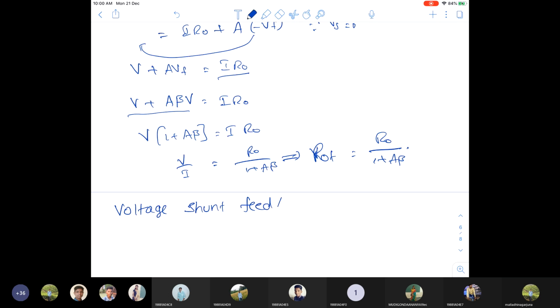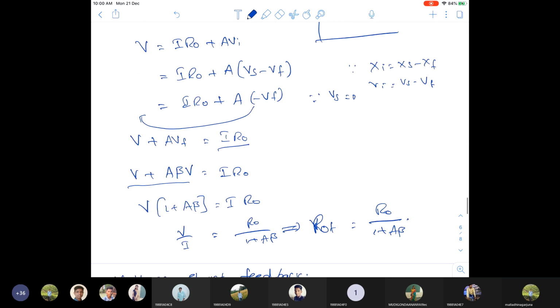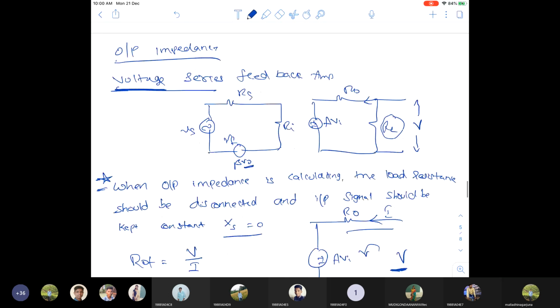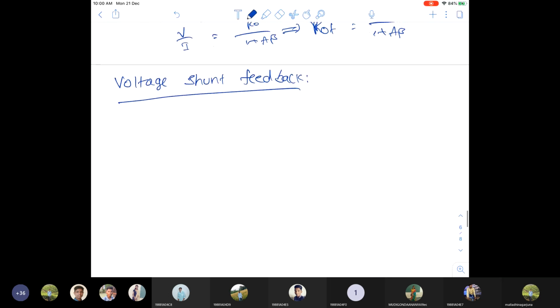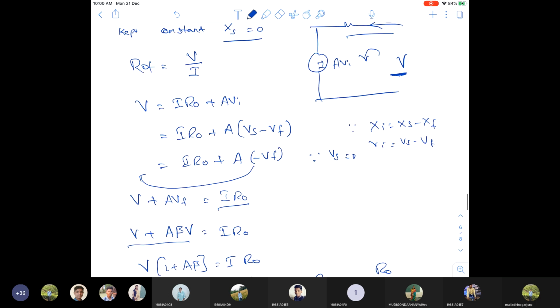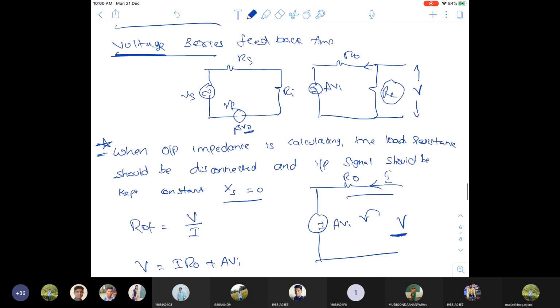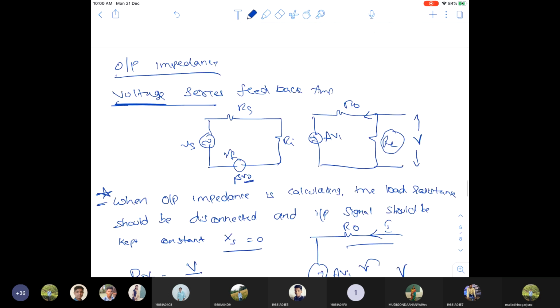Why? Because output is common in both the cases. In this, output is voltage, and in this also output is voltage. In voltage series and voltage shunt, the output is a voltage terminal. So the same derivation you just copy paste for the voltage shunt feedback amplifier, because both are the same. Understood? So again you can redraw the circuit. The voltage will be the same; only this connection will be different.